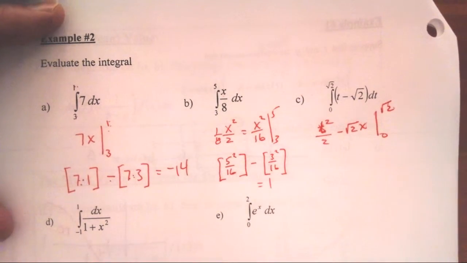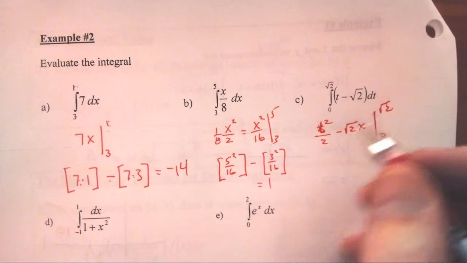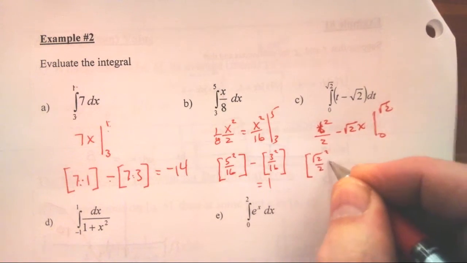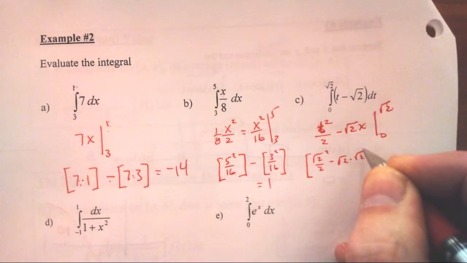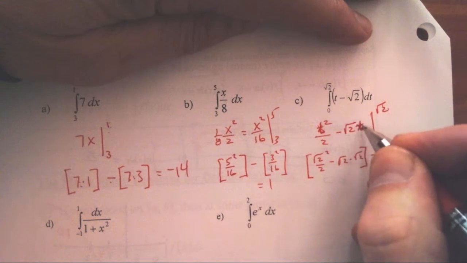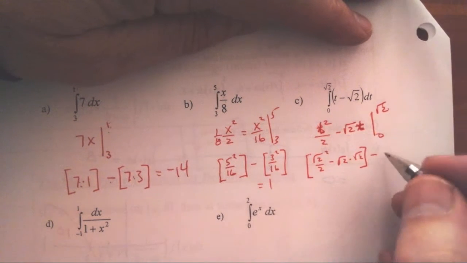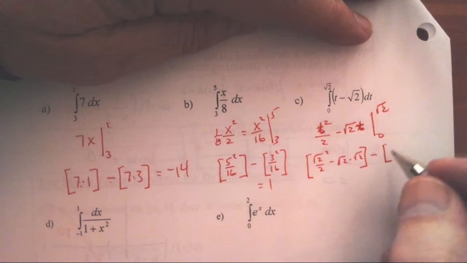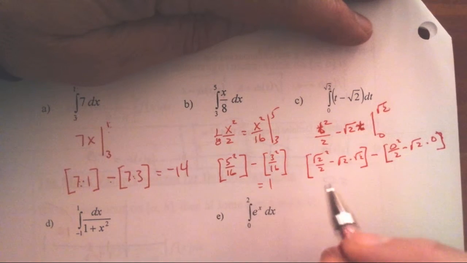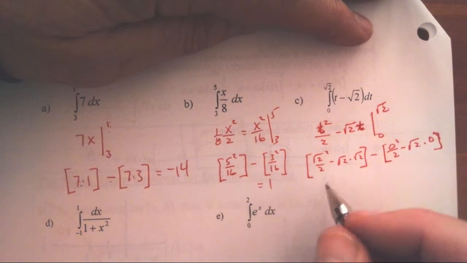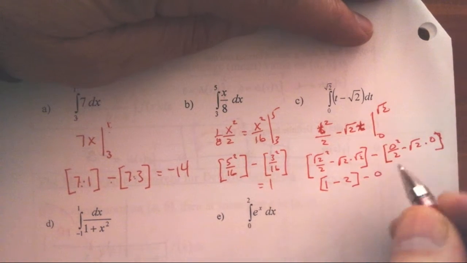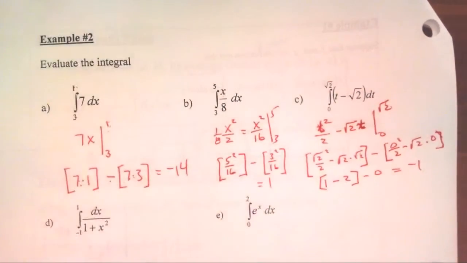I kind of wish this wasn't 0 right here. So we start out, we put root 2 in, and I get root 2 squared on 2 minus root 2 times root 2 minus, I don't know why this is an x, this is a t, I did it twice in that problem, minus, put in 0 and I get 0 squared on 2 minus root 2 times 0, so I get 2 on 2, 1, minus root 2 times root 2, 2, minus 0, or negative 1.